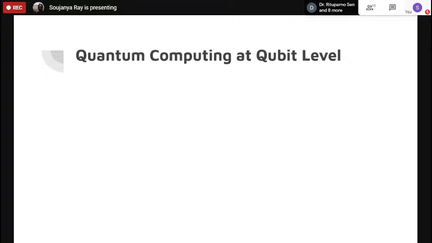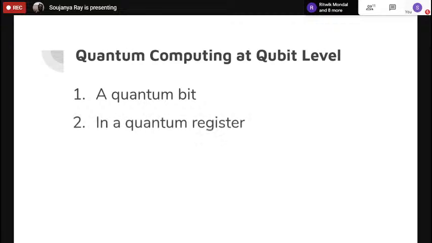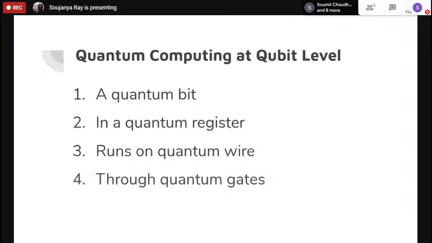Now what are quantum computers at the bit level, or qubit level? As Ritojit has already shared about what qubits are and all, I will go a little bit deeper, but not now. So let's see what quantum computers are at a qubit level. A qubit is a quantum bit, and they are stored in a quantum register, and it runs on quantum wires and through quantum gates. Now you may think that I have just put quantum in front of all the words instead of classical from my previous slide, but this is the actual thing that happens. And don't worry, we'll go deep into this, and you will have a clear understanding by the end of my talk of what I am talking about right now.